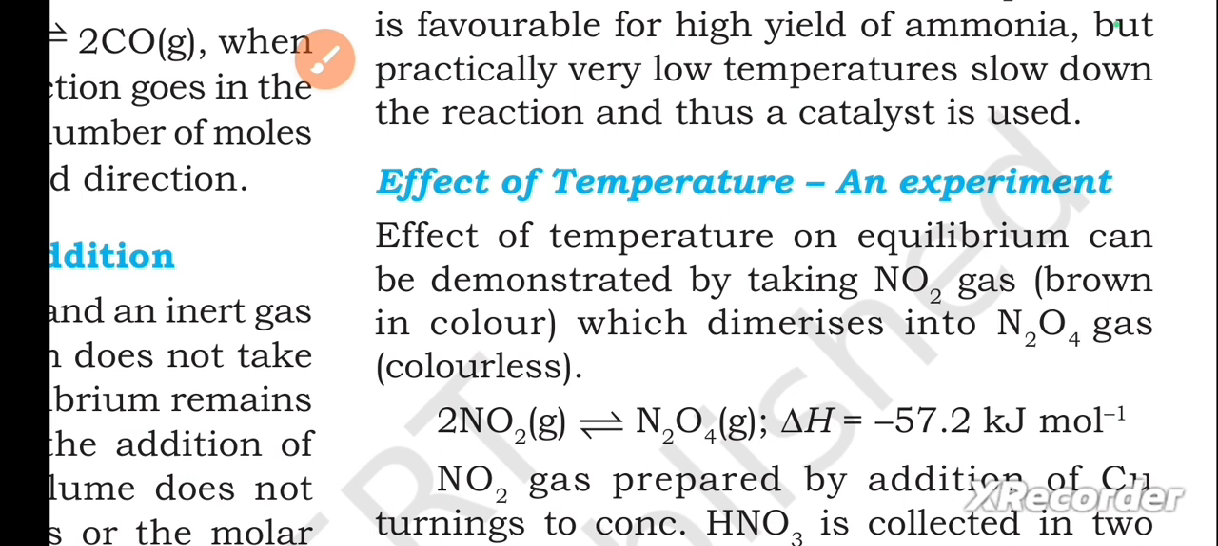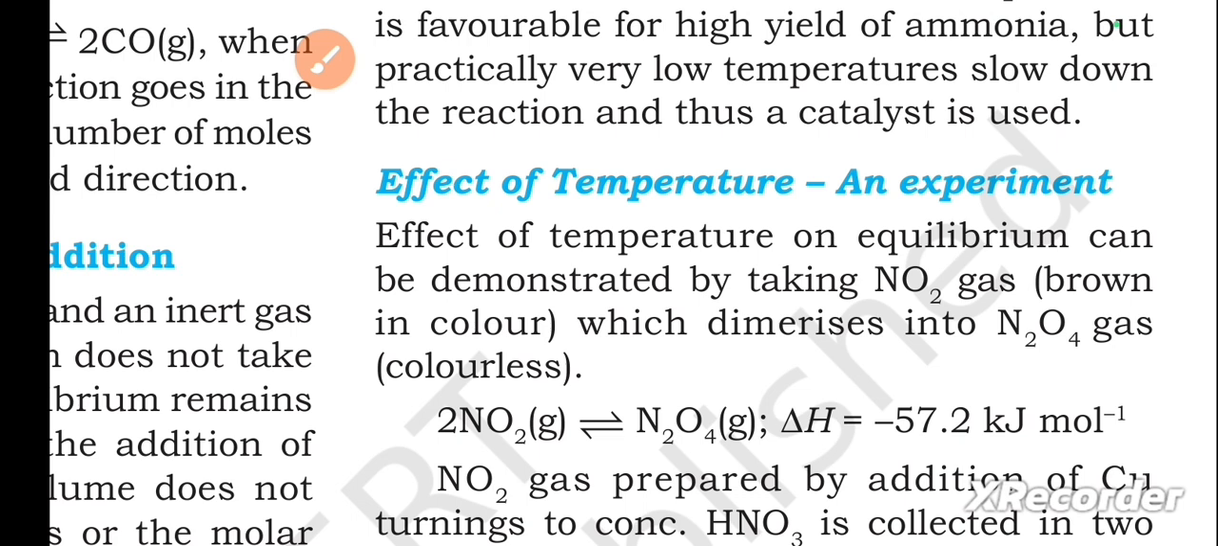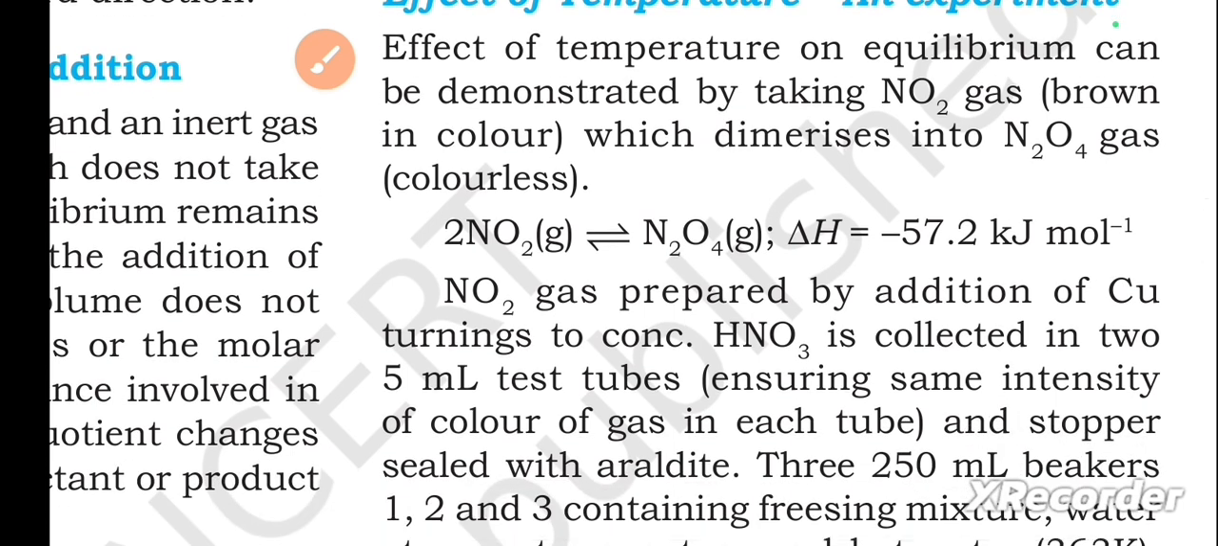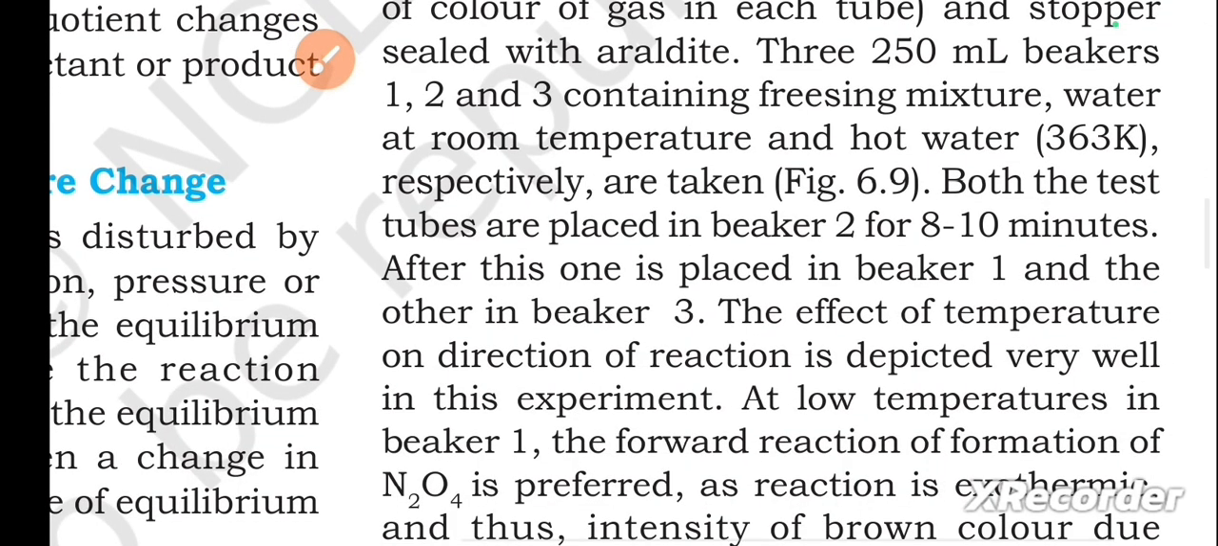Effect of temperature, an experiment. The effect of temperature on equilibrium can be demonstrated by taking NO2 gas, brown in color, which dimerizes into N2O4 gas, colorless. NO2 gas prepared by addition of Cu turnings to concentrated HNO3 is collected in 25 ml test tubes and the stopper sealed with araldite. Three 250 ml beakers 1, 2 and 3 containing freezing mixture, water at room temperature and hot water at 363 Kelvin respectively are taken. Figure 6.9.